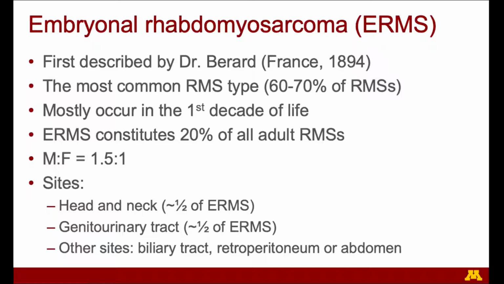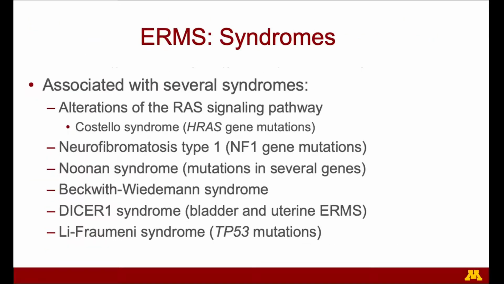It is the most common type of rhabdomyosarcoma, constituting 60 to 70% of rhabdos. Most occur in the first decade of life, the majority in children less than 5 years, and less common in adolescents. It still constitutes 20% of the adult rhabdomyosarcomas. There is a slight male predominance. Half of these cases occur in the head and neck region, and approximately half of them occur in the GU tract. But they can also occur in the biliary tract, retroperitoneum, or abdomen.